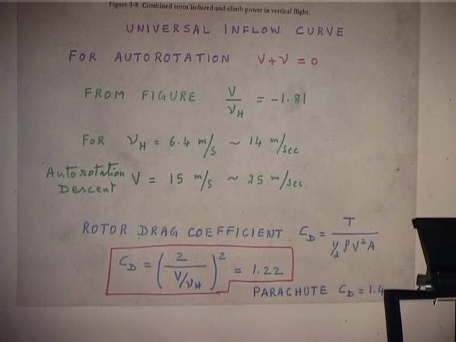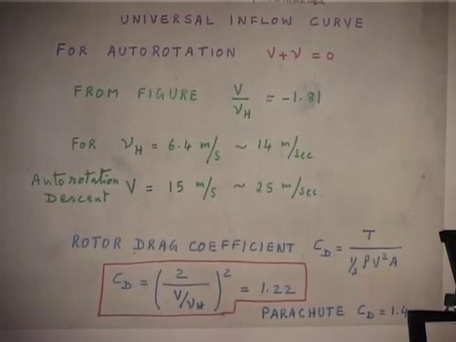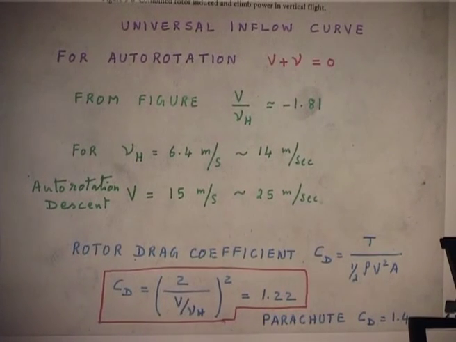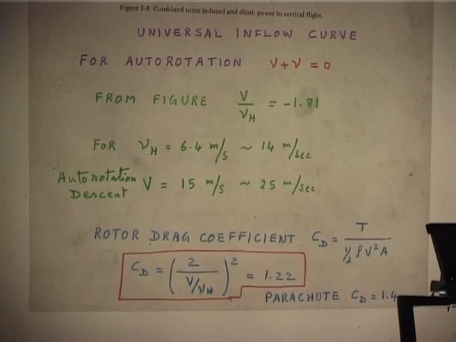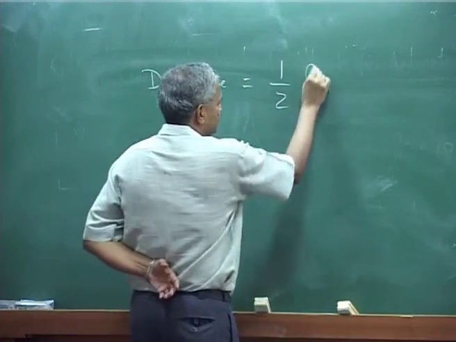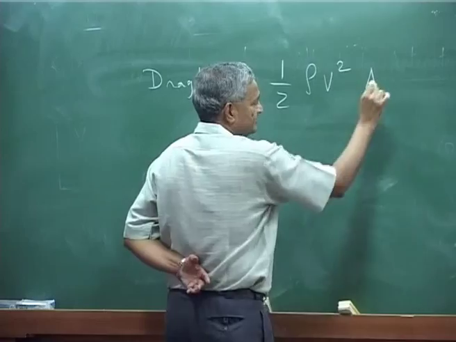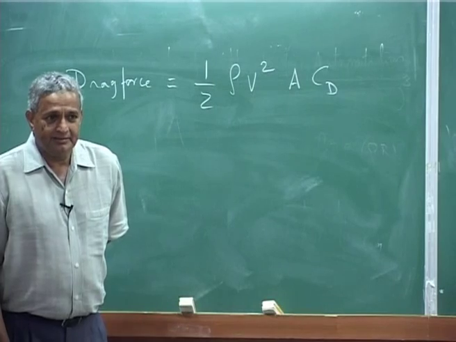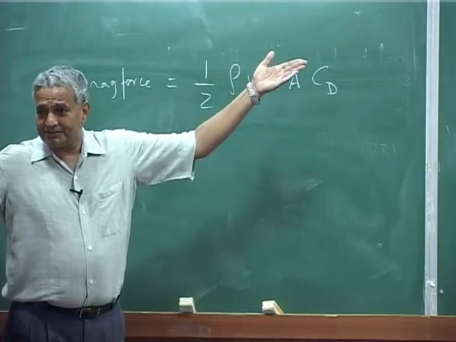So, the drag force, what do you normally write? Dynamic pressure times area times some drag coefficient. I will show you how that expression came about, because normally in every case, you will write the drag force as dynamic pressure, some area, into drag coefficient. With the lift force, you will put the lift coefficient.